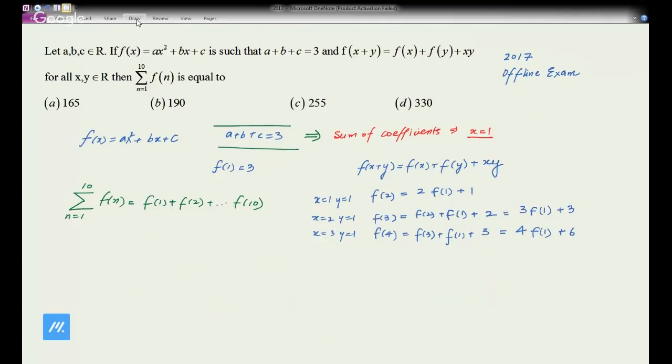Now, can you judge the pattern here? Sequence series is all about pattern, right? So in f2, how many times was f1 coming? 2 times. In f3, f1 is coming thrice. In f4, f1 is coming 4 times. And the constants are 1, 3, 6, the next will be 10, then it will be 15. Got it? Any problems here?